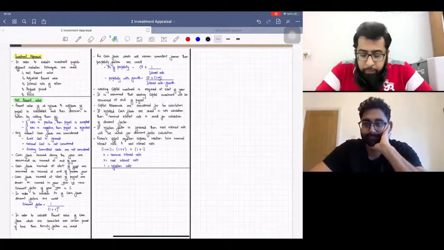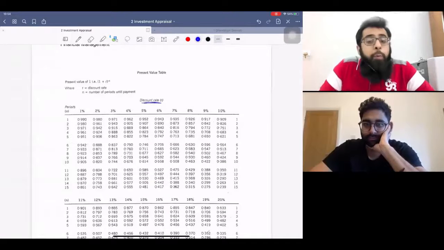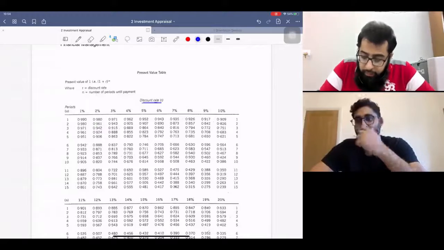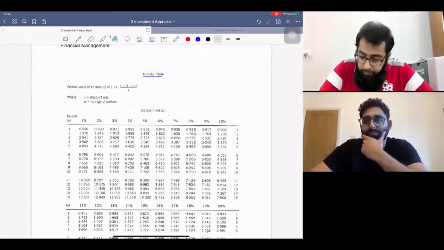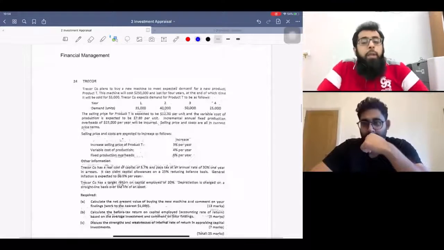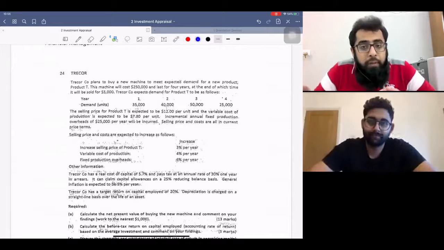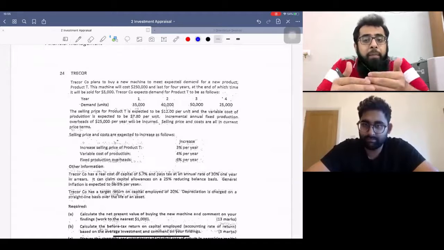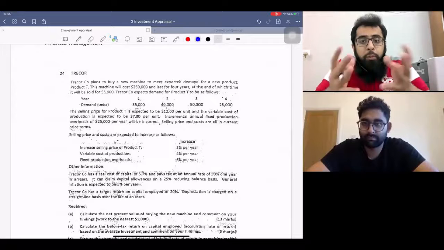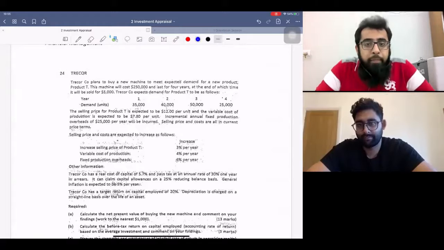Now this is the discount factor table. You will take it with you in the examination. And this is the annuity factor table. Now, we are doing some basic questions of financial management. These are not of your SBM course. These are basic financial management questions so that you can have some clarity on net present value. We'll do these 3-4 basic questions and then we'll move towards another technique.